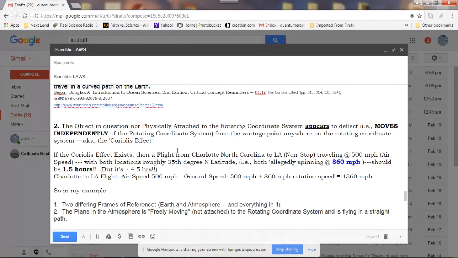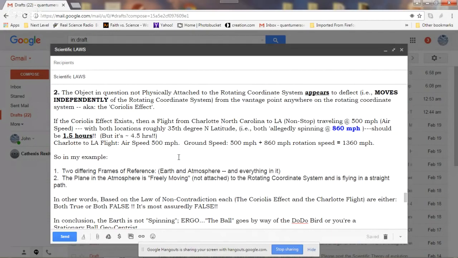And this is why. See, if the Coriolis effect exists, then a flight from Charlotte, North Carolina to LA, nonstop, traveling at 500 miles per hour, that's the airspeed, with both locations roughly on the 35th degree north latitude, that is, both locations, Charlotte and Los Angeles, are allegedly spinning at roughly 860 miles an hour. That flight should be 1.5 hours, but it's not. The flight time is 4.5 hours.